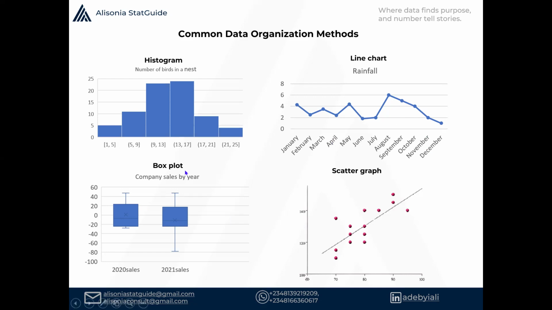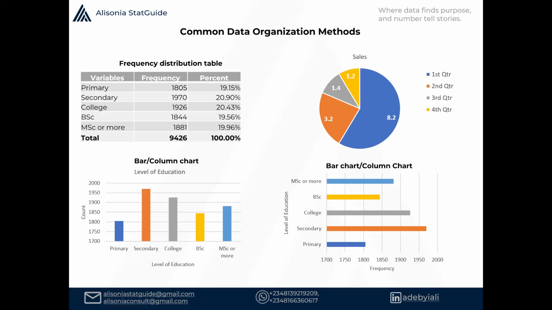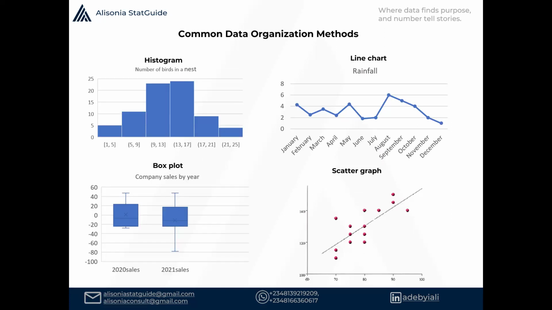We have another one, which is box plots. It visualizes and compares the sales of a particular organization for two years, 2020 and 2021. Another one is the scatter diagram or scatter graph. This one visualizes the relationship or correlation between two variables. It's not limited to all of these. We have the map chart as well, maybe when you want to show something in a country, and so on. So these are the common ones that we have.